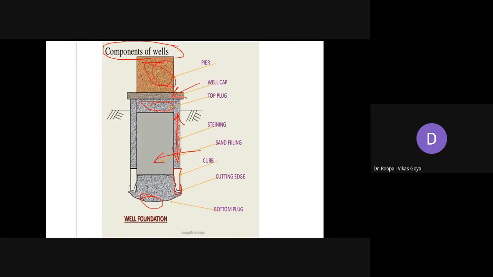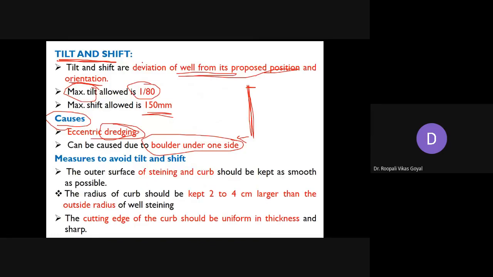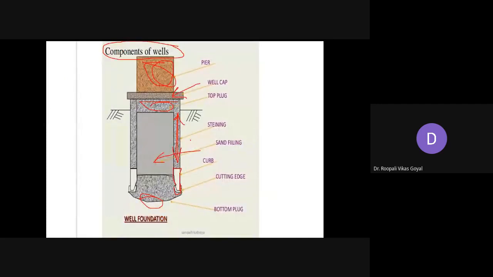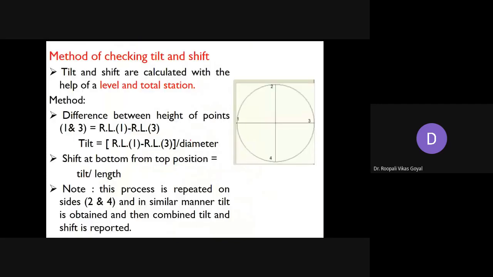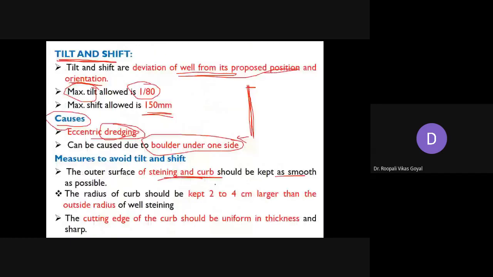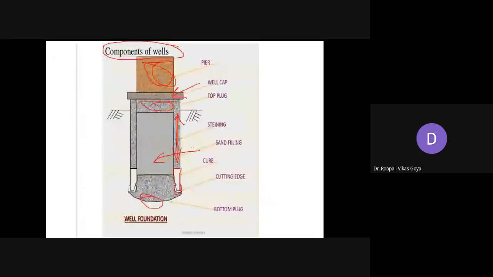So what are the precautions to be taken if you want to avoid the shifting and tilting of the caisson? Now you have to follow this. The outer surface of the steining and curb should be kept as smooth as possible. This curb portion and this steining portion should be smooth as far as possible. Then the radius of the curb should be kept 2 to 4 centimeters larger than the outer radius of the well steining. The radius of the curb portion has to be kept slightly larger than the steining.